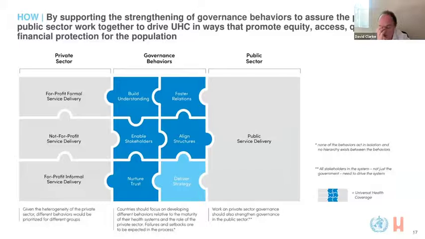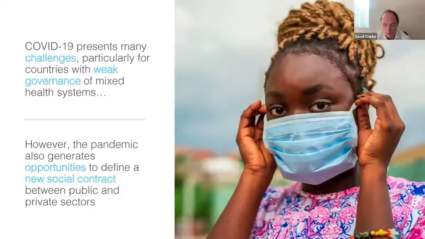Now, we've all recognised that COVID-19 has strained health systems around the world, and countries have seen a variety of responses at different levels: global, national, state, city, and even for individual clients or patients. And we've found from looking at what countries have done, the response has been quite mixed. Some countries with large private sectors have had real problems, particularly where there's weak governance in the health system.